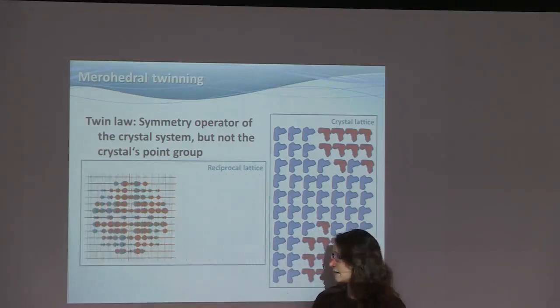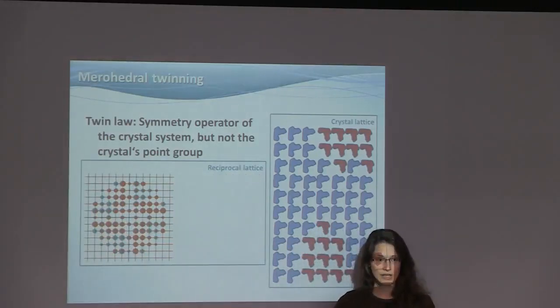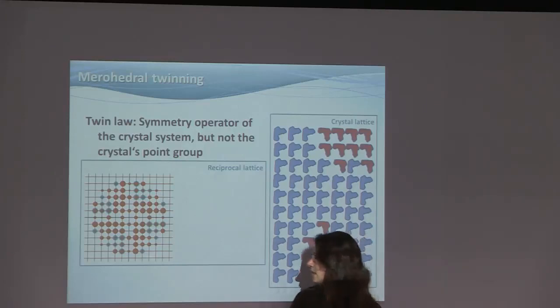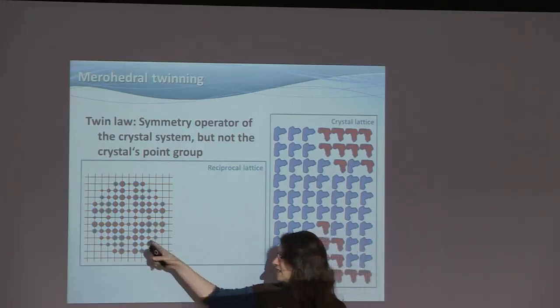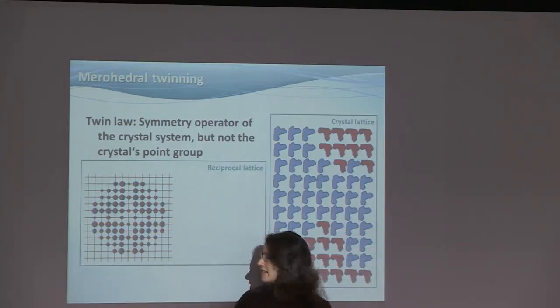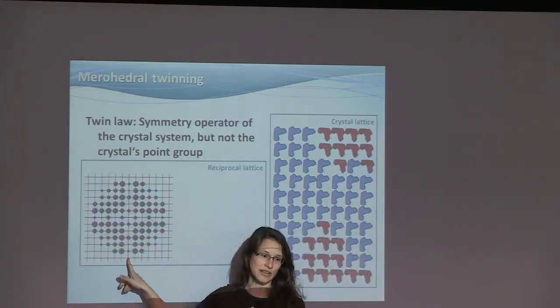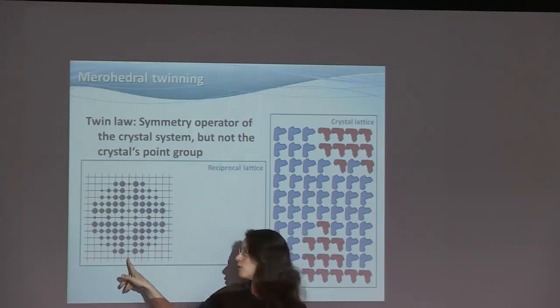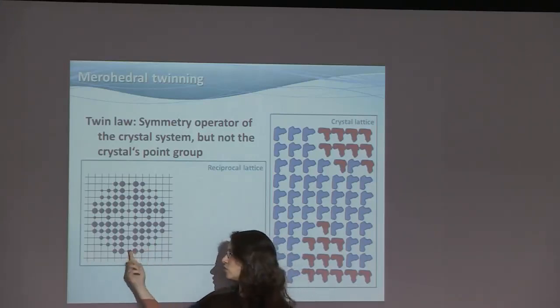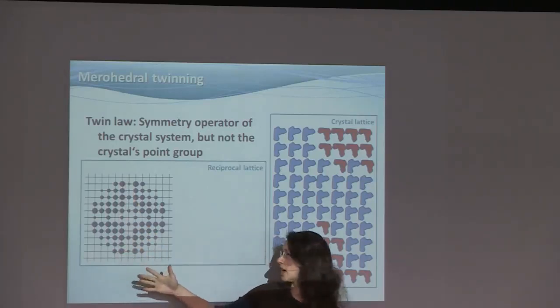Now, if we overlay them, the result still has that fourfold symmetry, but it has higher symmetry now than it had before. We've now gained, depending on how you look at it, a twofold rotation here or a mirror plane. In 2D, you can't tell.